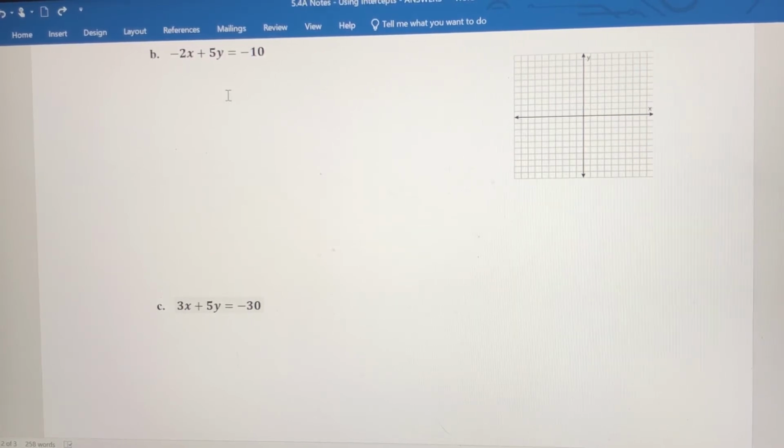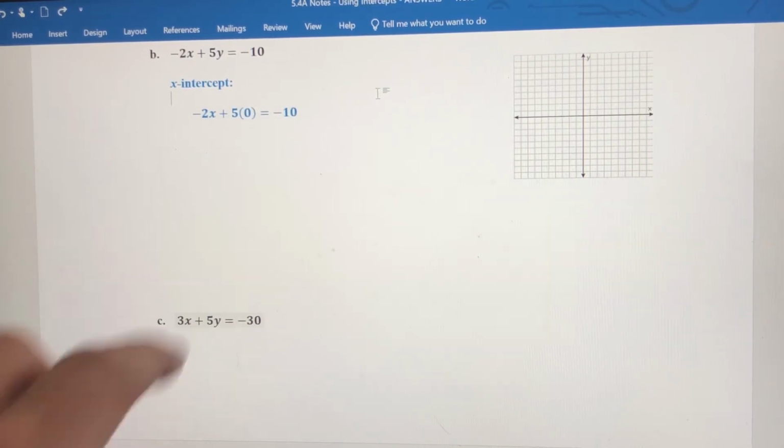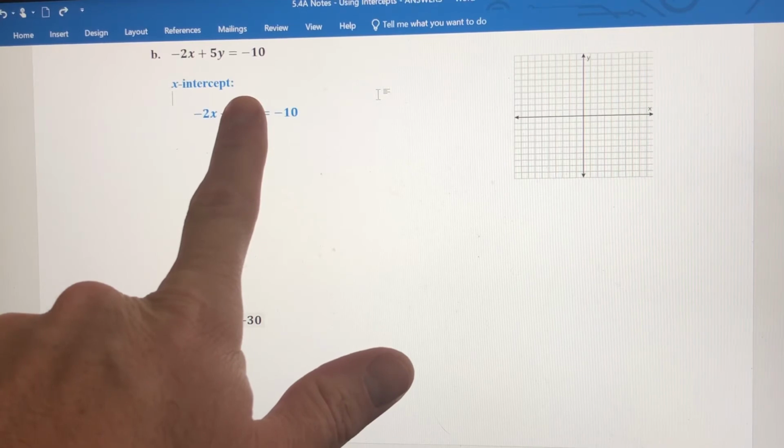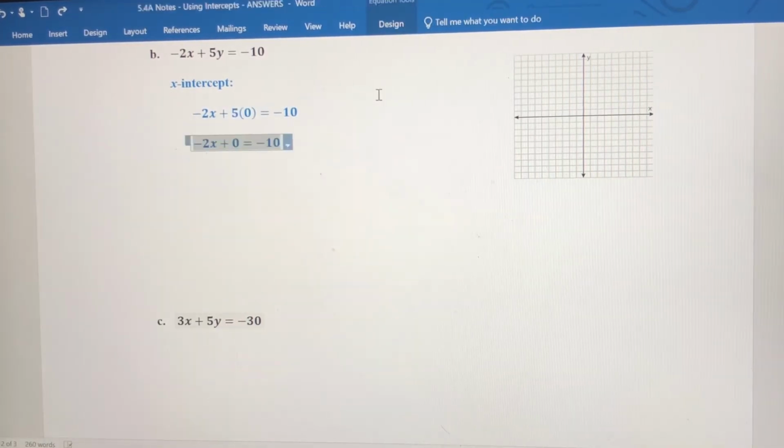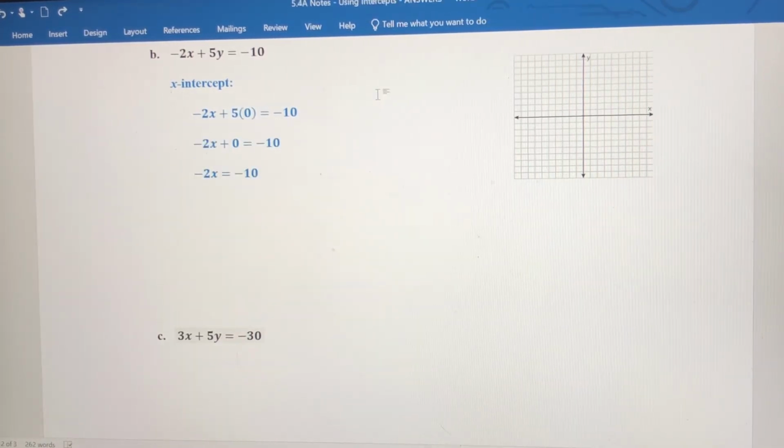All right, for B, remember, we want to find the x-intercept first. So we're going to set y equal to 0, replace y with 0, and then solve what's left over for x. That term is going to go away, so I'm left with an equation of negative 2x equals negative 10. I'm going to divide both sides by negative 2. So x equals 5 is going to be my x-intercept. So when I graph this, my x-intercept will be over here at 5.